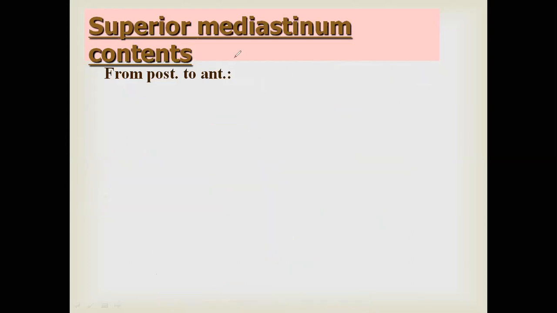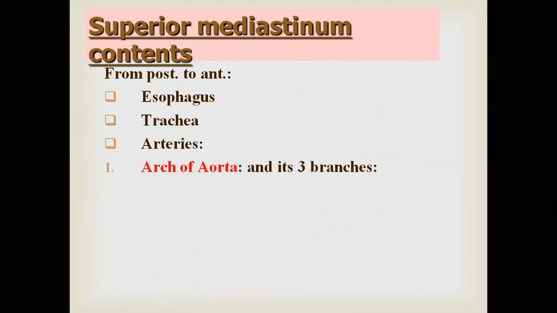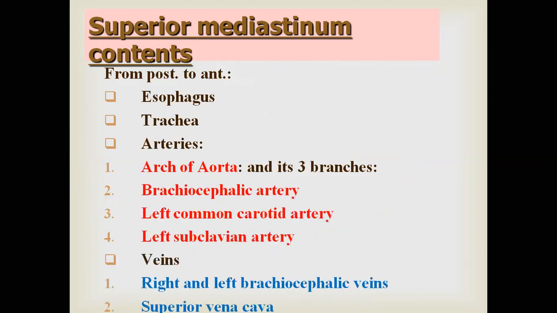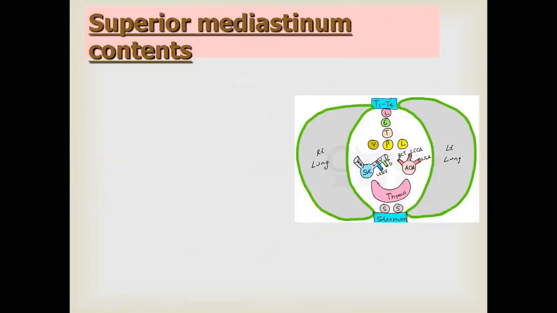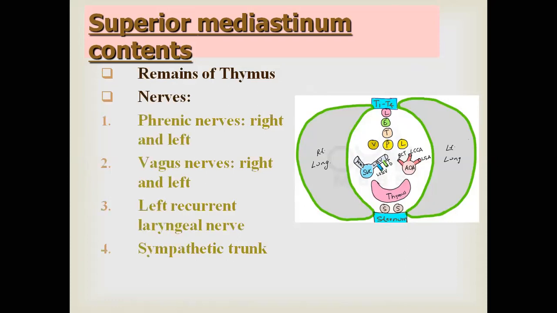This is regarding the content of the superior mediastinum. Esophagus, trachea, arteries: the arch of aorta, with 3 branches from the arch: brachiocephalic, left common carotid, left subclavian, and veins: right and left brachiocephalic veins, forming the superior vena cava. Also the remnant of the thymus gland, and the nerves: vagus, phrenic, recurrent, and so on. This is regarding the content.